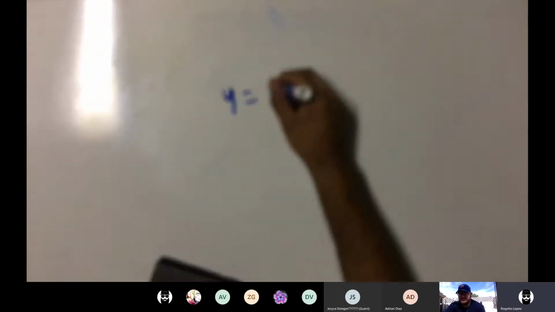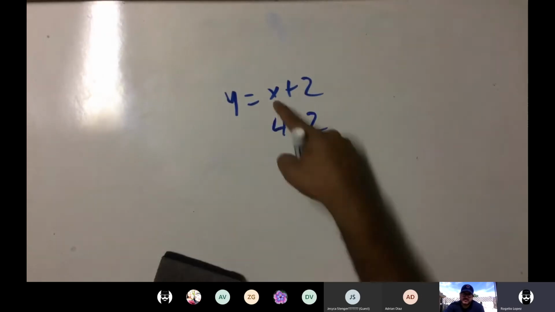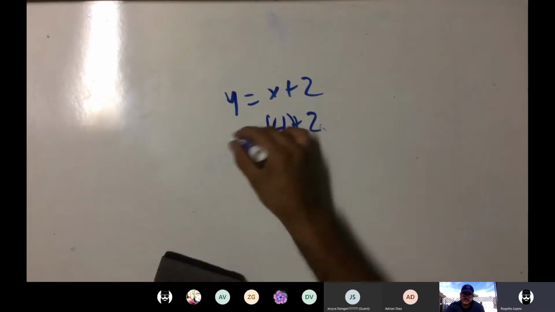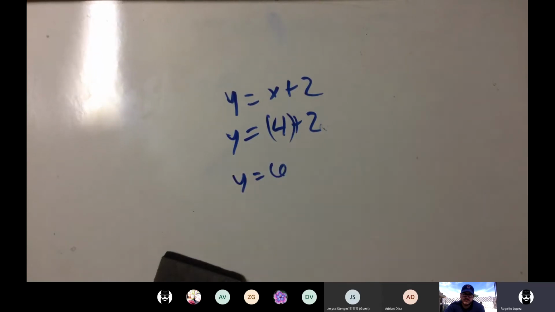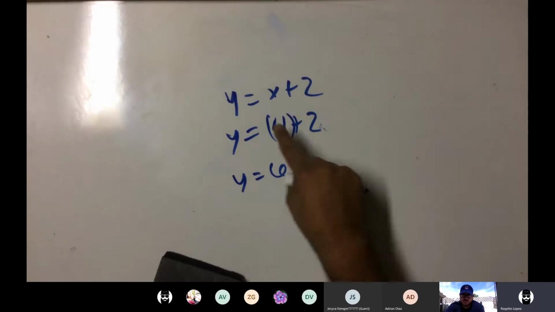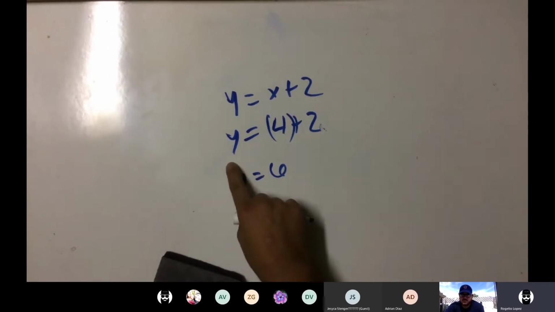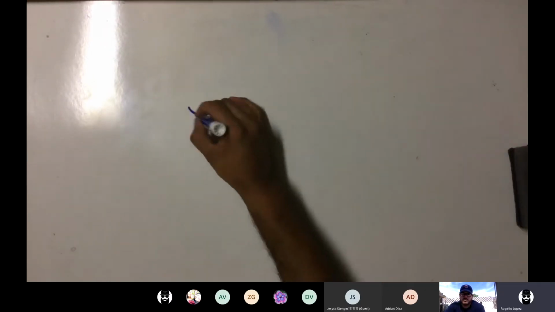And it doesn't have to be multiplication. It could be anything else. It could be y equals x plus 2. Again, if I put 4 plus 2 in place of x right here, the only thing it can give me is 6. It can't give me anything else. So each value of x only gives you one value of y, and that's it. Nothing else.